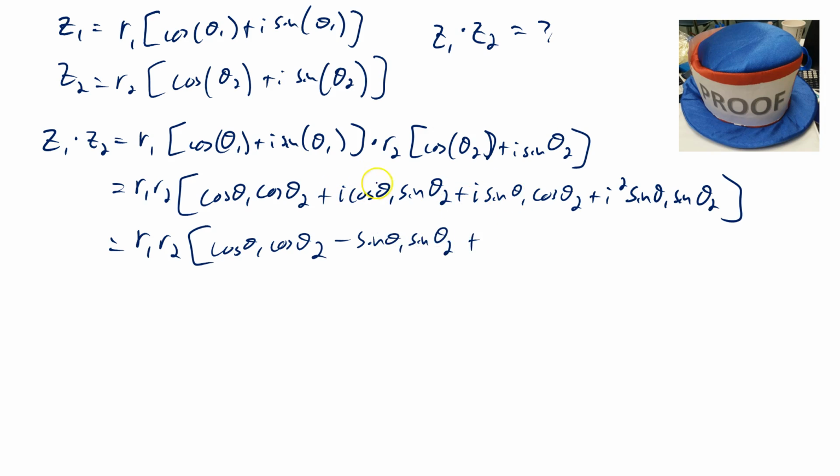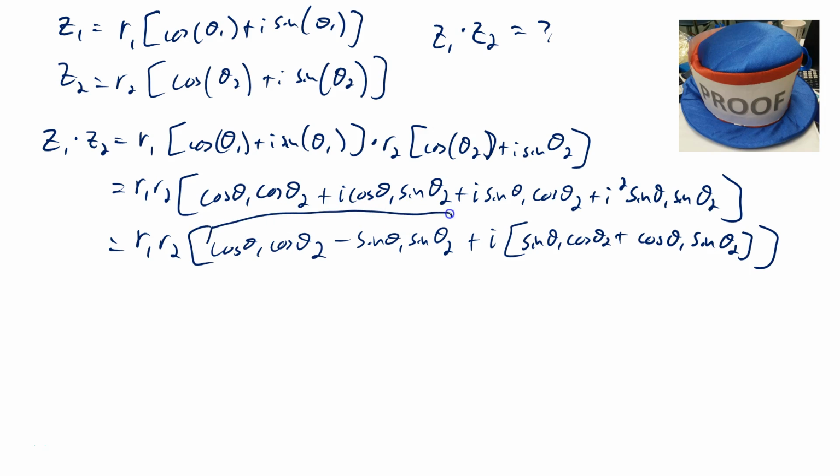And then we have plus, I'm going to factor that i out, and I'm going to be left with sine theta 1 cosine theta 2 plus cosine theta 1 sine theta 2. Now, some of you may be thinking, these look really familiar, right? Cosine, cosine, minus sine, sine, and this is sine, cosine, plus cosine, sine. Interesting. So we have r1 r2 times cosine of theta 1 plus theta 2, and this is i sine of theta 1 plus theta 2.